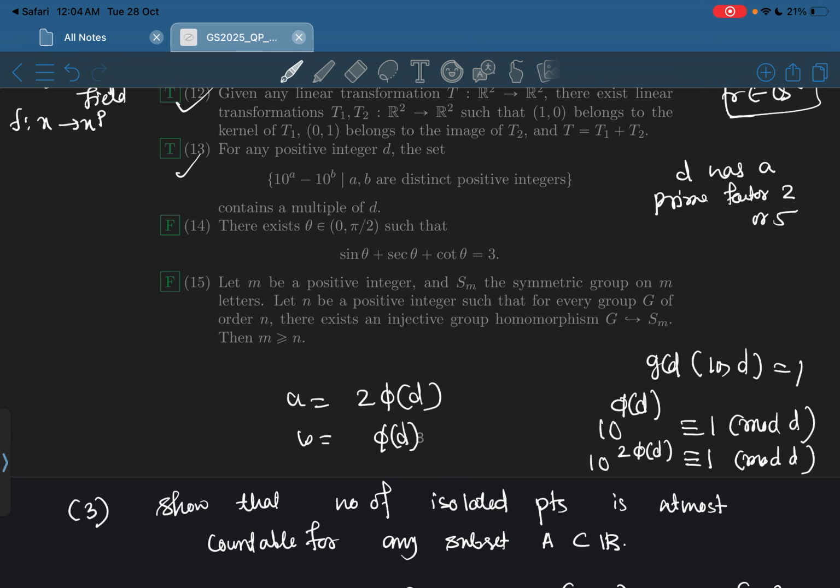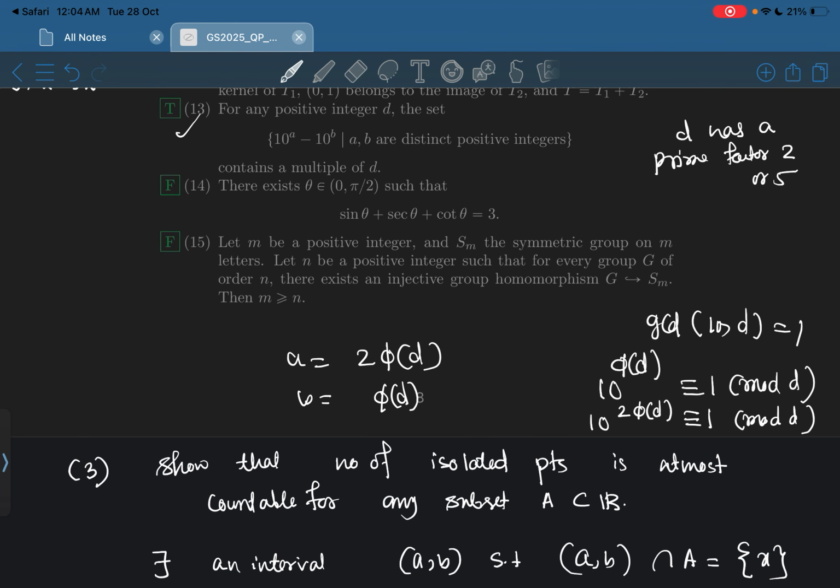Now problem number 15. This kind of problem always comes in TIFR, if you see the previous year question papers. For this you have to understand the symmetric group very well. This is a very well known group, and there are lots of properties available. You should read some book and get an idea about the properties of the symmetric group. Then you will be able to solve it.